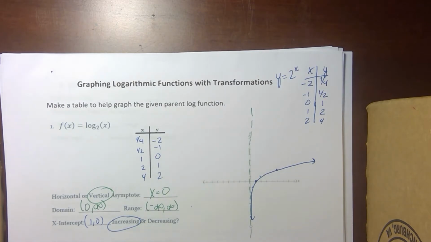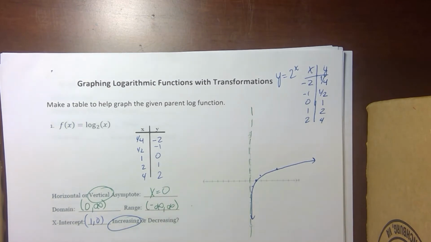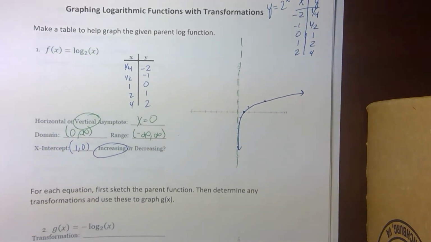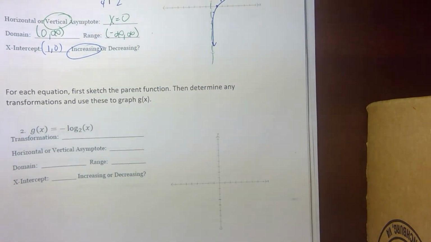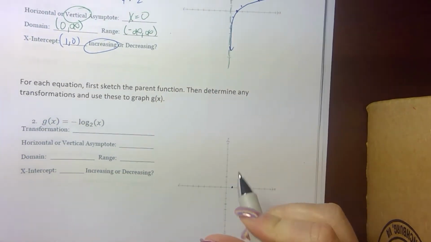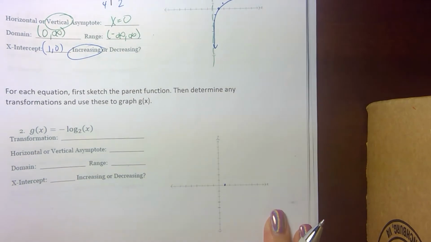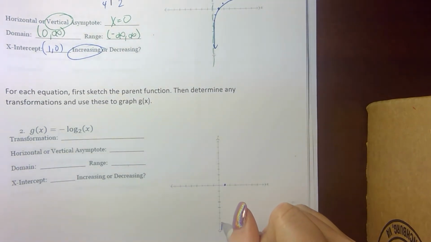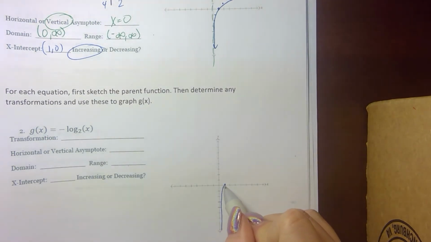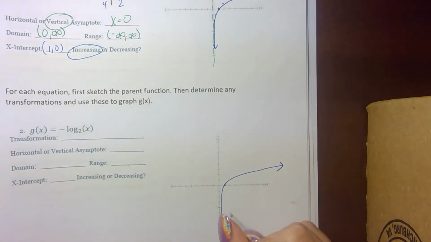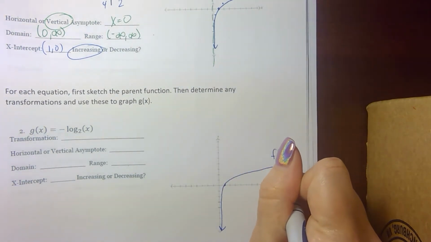Okay, now moving forward, it says for each equation, first sketch this parent log function, and then determine any transformations and use those transformations to graph that next function. So the very first thing I'm going to do is graph my parent log function f of x. So f of x has an x-intercept at 1, 0, and I'm not even going to put in the other points. I'm just going to graph the shape because I know what my log function shape looks like. That is my parent function f of x.